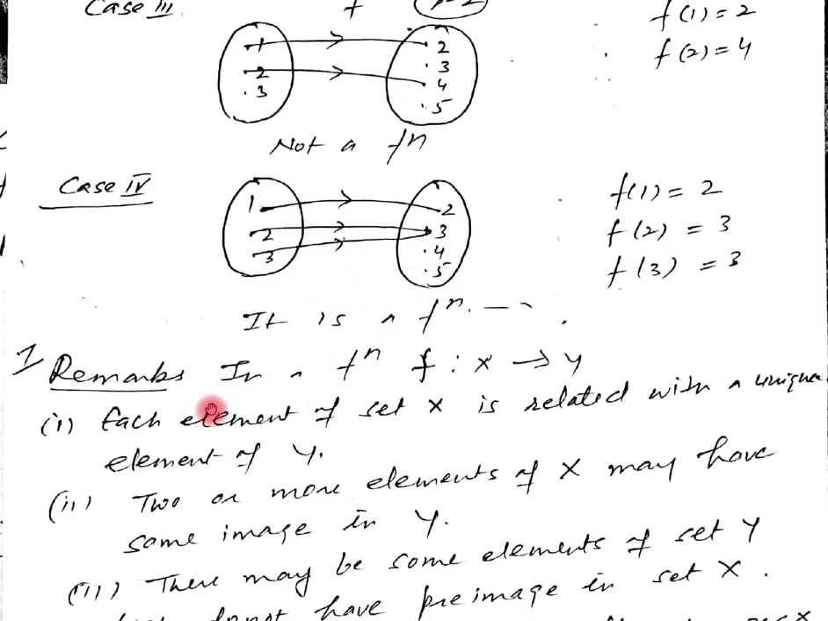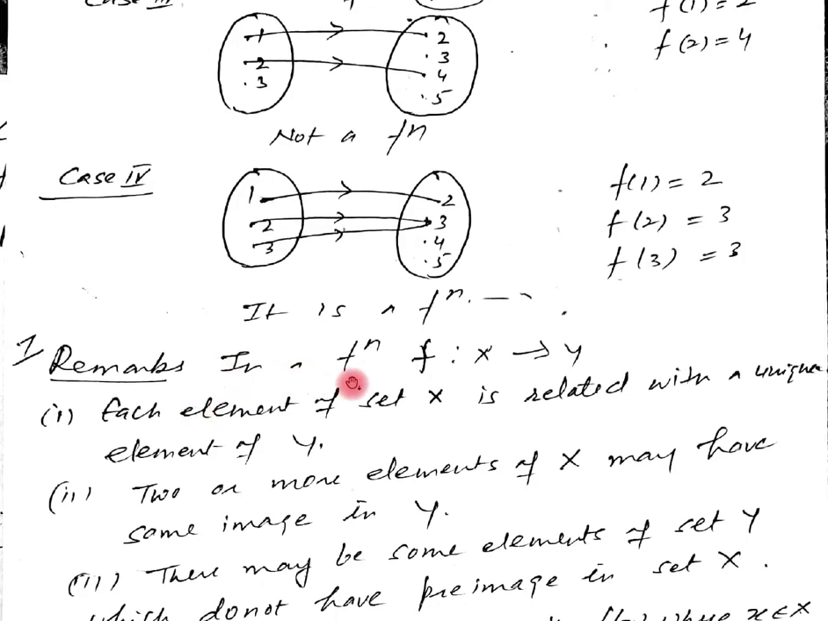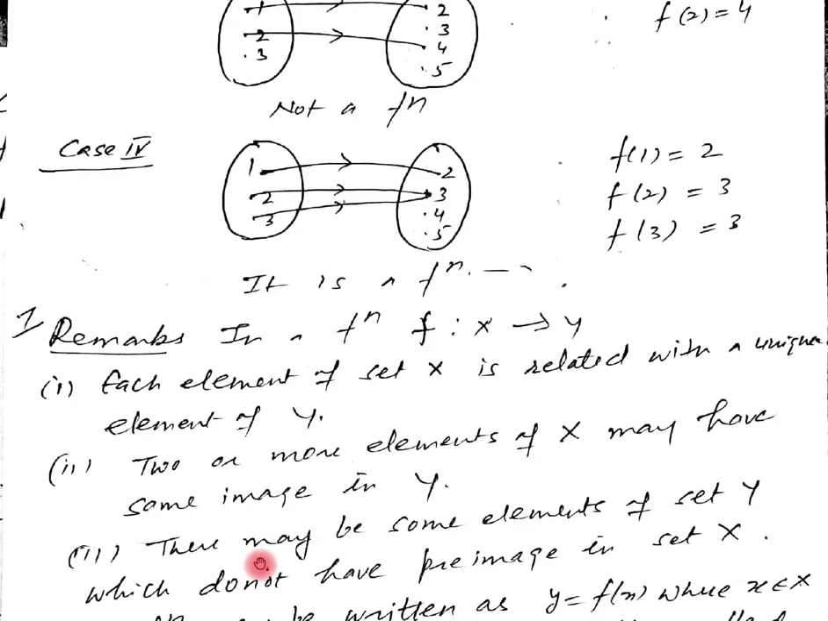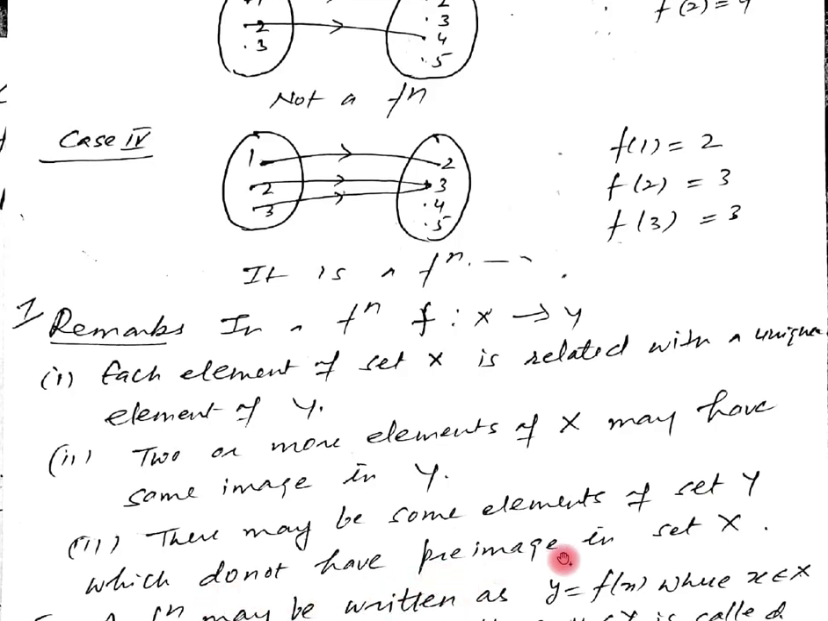Now here let's see some important points. In a function f from x to y, number one condition is what? Each element of set x is related with a unique element of y. First condition. Second, here the two or more element of x may have same image in y, as in the case fourth. And third is here, there may be some element of the set y which don't have any pre-image in the set x. For here this element 5 does not have any pre-image in x.